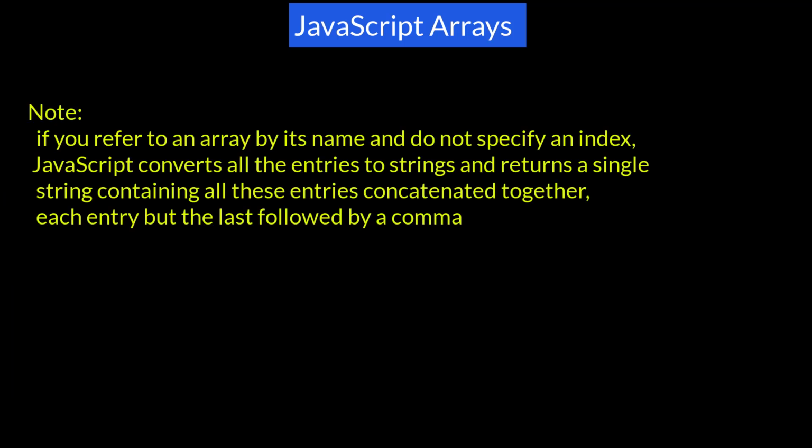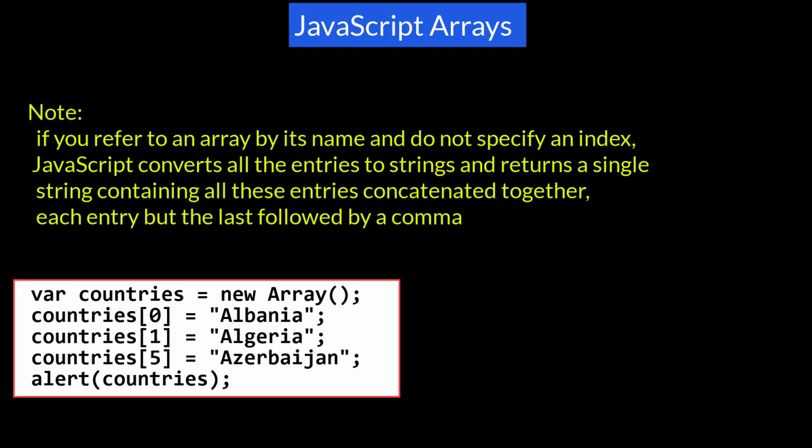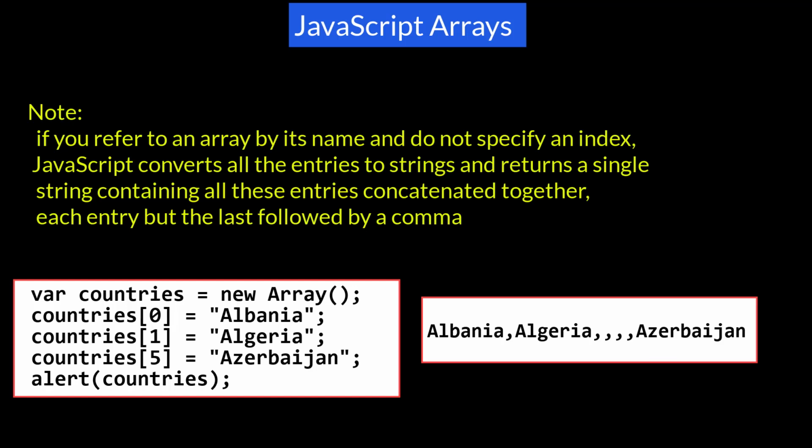Note that if you refer to an array by its name and do not specify an index, JavaScript converts all the entries to strings and returns a single string containing all these entries concatenated together, each entry but the last followed by a comma. So, for example, var countries = new Array(), countries[0] is Albania, countries[1] is Algeria, countries[5] is Azerbaijan, alert(countries). It displays Albania, Algeria, Azerbaijan.